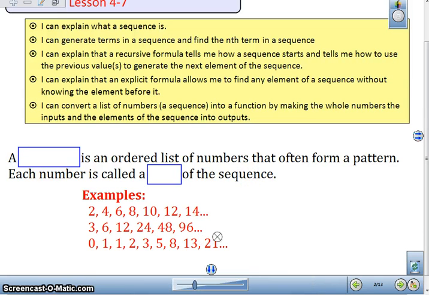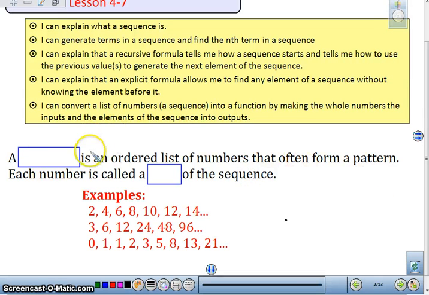As you look at this video, there's going to be a lot that's new, and you may want to re-watch it a couple of times. So when we talk about a sequence, it is simply an ordered list of numbers that often form a pattern. Each number is called a term of our sequence.